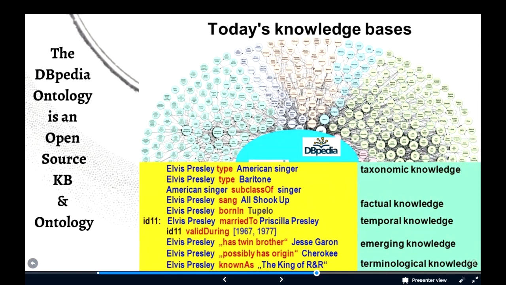So this example is Elvis Presley. And his type is American Singer, and that type might be from RDF or it might be from Dublin Core, which is a metadata standard. Subclass of, again, it could be RDF or it could also be Dublin Core. And it says that he's saying, so that might be from schema.org. Born in, and that is a geolocation, or it could also be from schema.org.